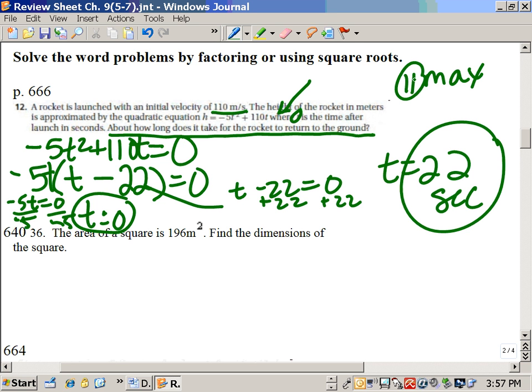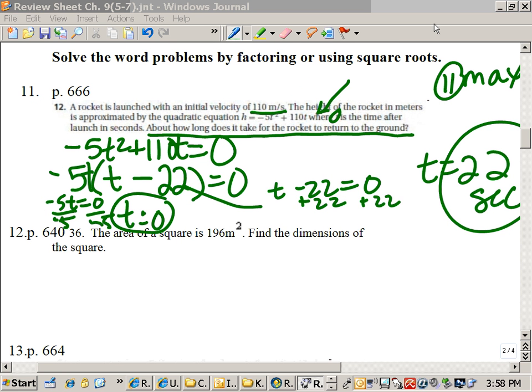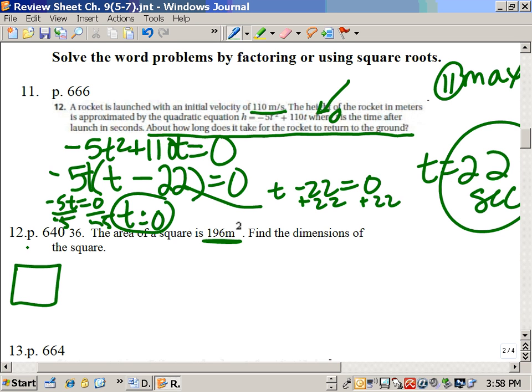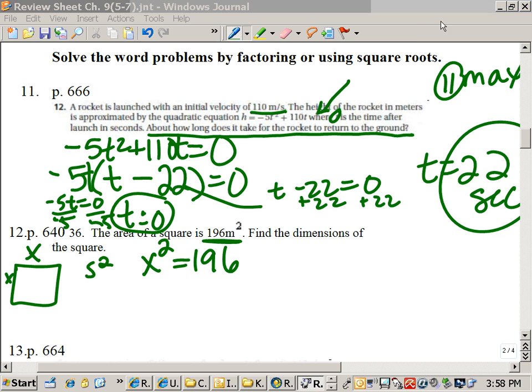Okay, let's do number 36 down here. We're still on number 12. The area of a square is 196. So I have a square. I don't know the sides. I'm going to call them x. The area of a square is side squared, so I multiply x times x, which gives me x squared, and the area is 196.